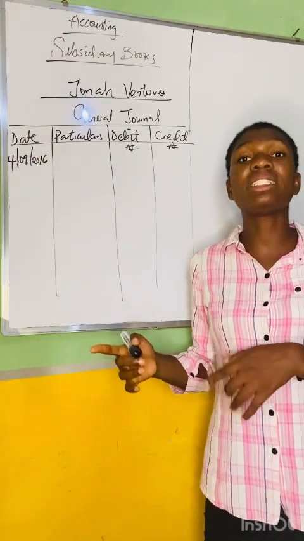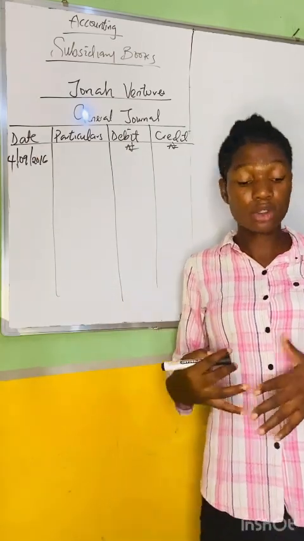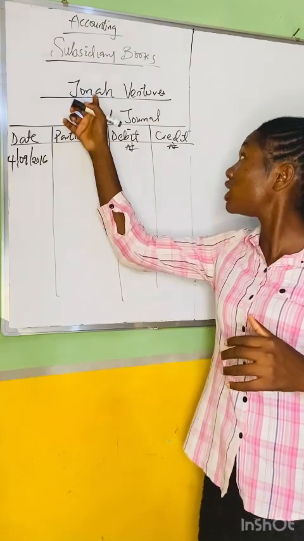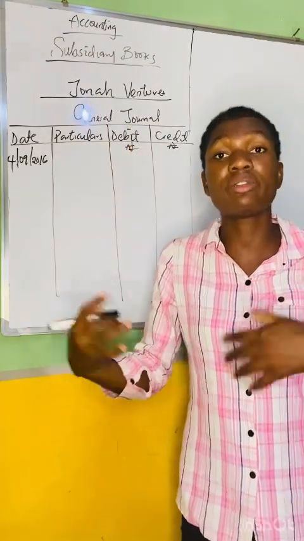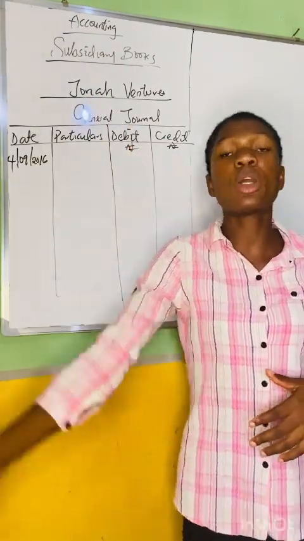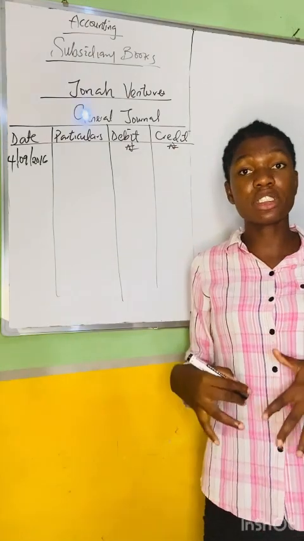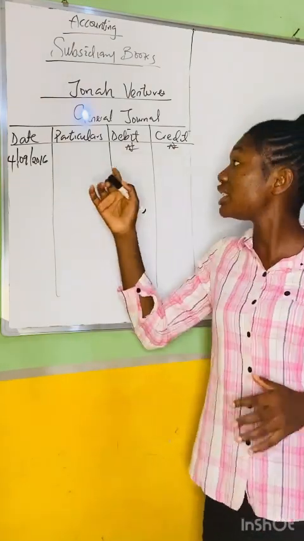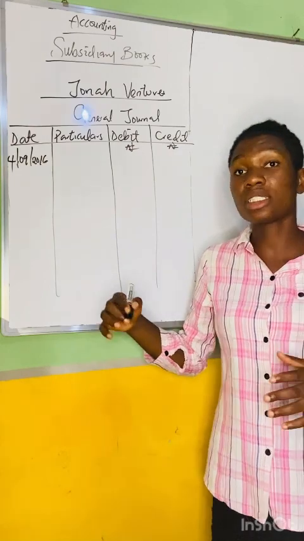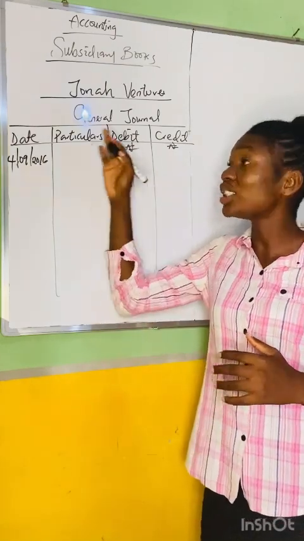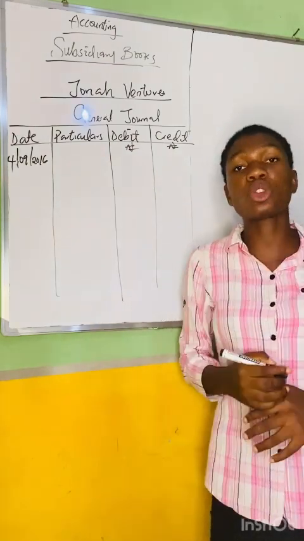So we'll be crediting AYZ account, and then the people receiving is Jonah's venture. Okay, the business is receiving, they are the one buying on credit from AYZ. So since they are receiving, they are the receiving account, we'll be debiting their account. Do you understand it? So in preparing our general journal is quite different from other subsidiary books.